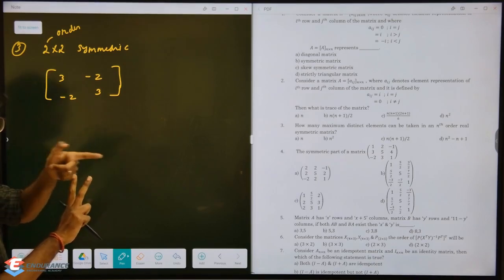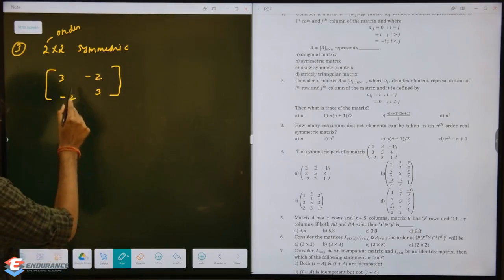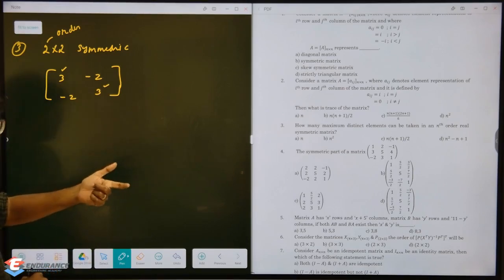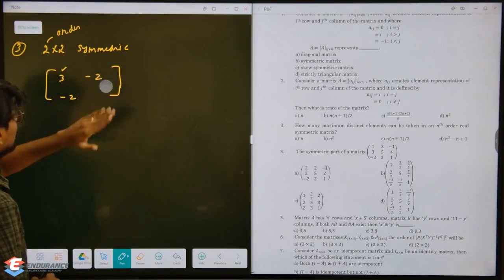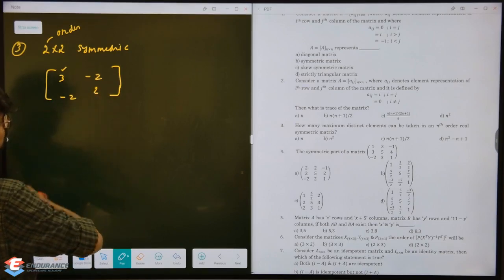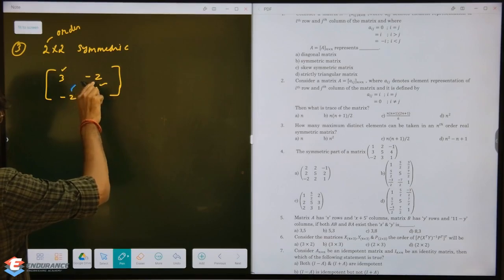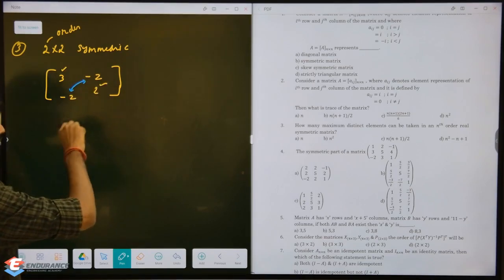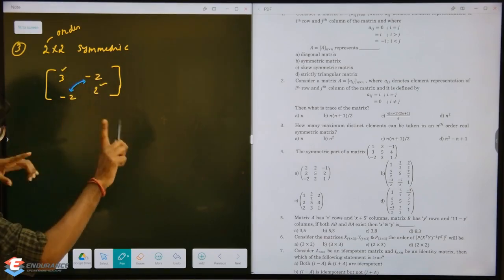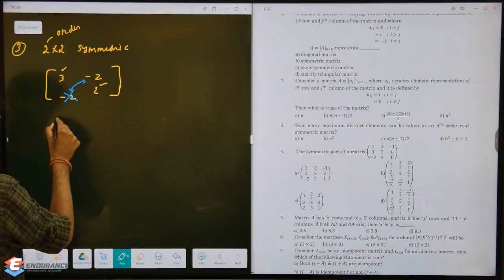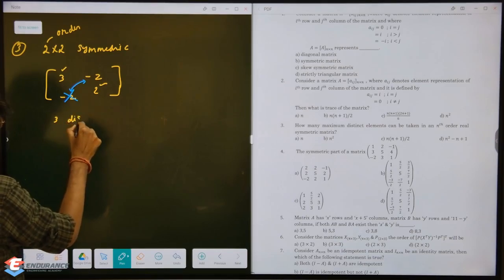But they are asking for the maximum. So maximum in the sense, this element and this element should be different. If those two elements have to be different, I will take some number, 2. So this is a different number, this is a different number. And I surely know that these two elements should always be the same, so on the lower side I just consider one element and remove this. So totally how many distinct elements are there? Three distinct elements are there.